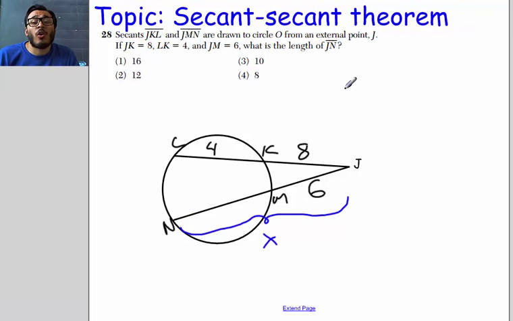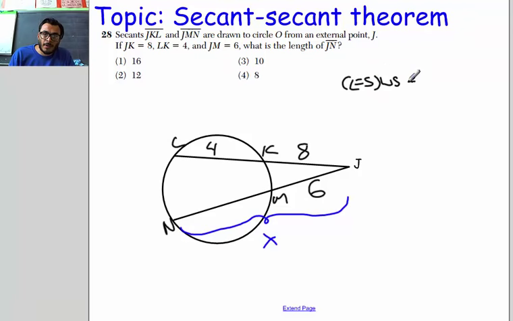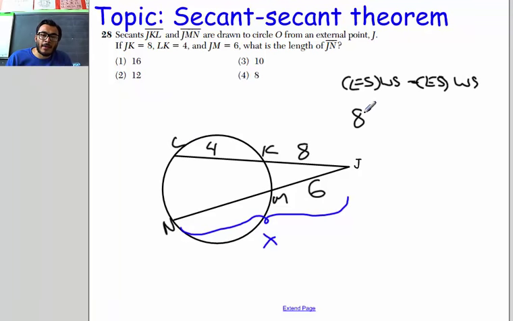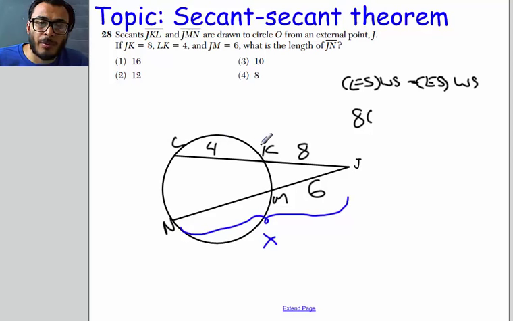Recall the formula. The formula is external secant times the whole secant equals external secant times the whole secant. So let's begin with the top secant. The external secant is 8, and the whole secant is 8 plus 4, because you have to add 8 and 4 to get the whole secant. So 8 plus 4 is 12, so we get 8 times 12 there.